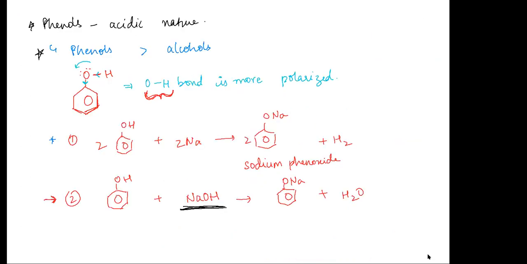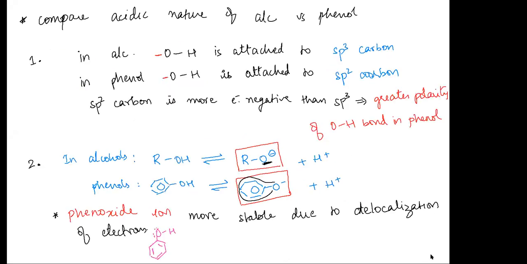Coming to phenols, because of the presence of the benzene ring, the OH bond is more polarized, which definitely contributes to the greater acidic nature of phenols compared to alcohols. If you want to get into the specifics of comparing the acidic nature of phenols versus alcohols, point one is why it is more polarized. In alcohols, oxygen is attached to sp3 carbon. In phenols, it is attached to sp2 carbon. Because sp2 carbon is more electronegative than sp3 carbon, that contributes to greater polarity of the OH bond.